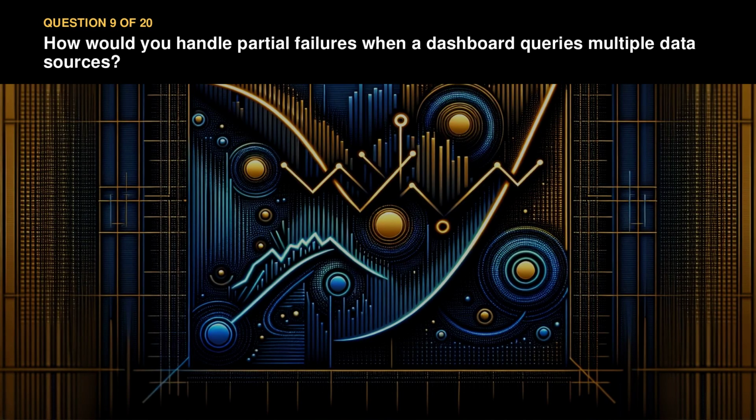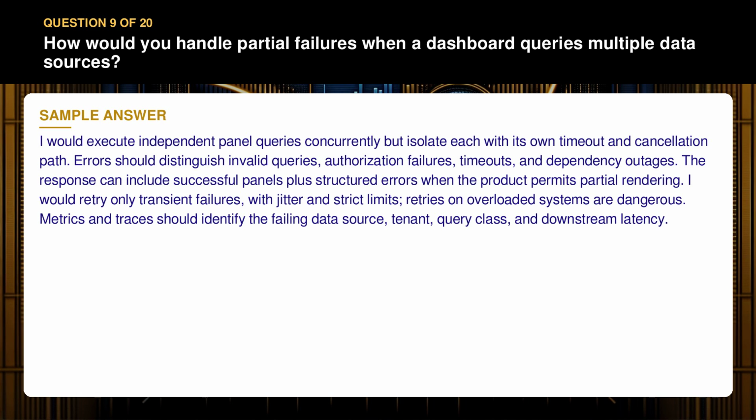Question 9. How would you handle partial failures when a dashboard queries multiple data sources? I would execute independent panel queries concurrently but isolate each with its own timeout and cancellation path. Errors should distinguish invalid queries, authorization failures, timeouts, and dependency outages. The response can include successful panels plus structured errors when the product permits partial rendering.